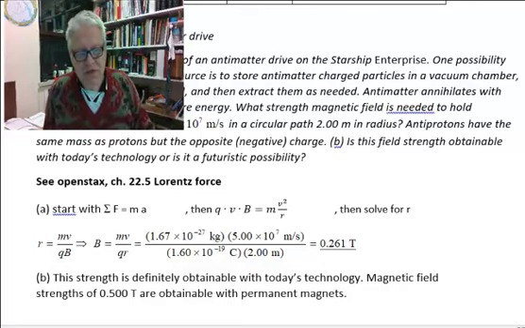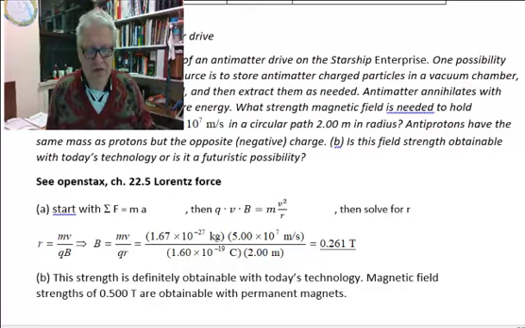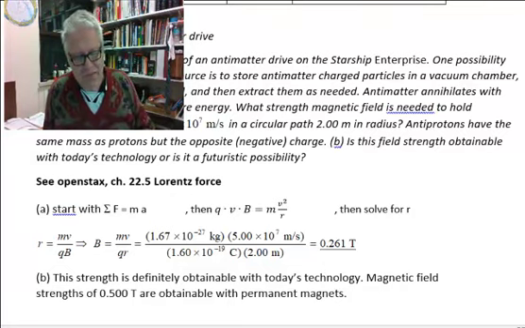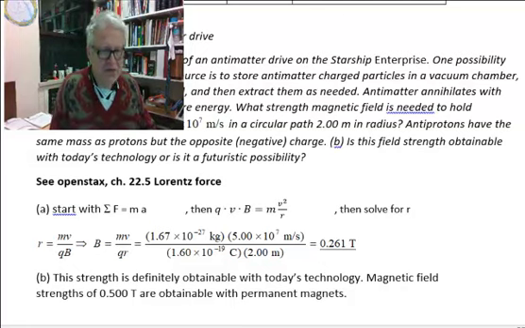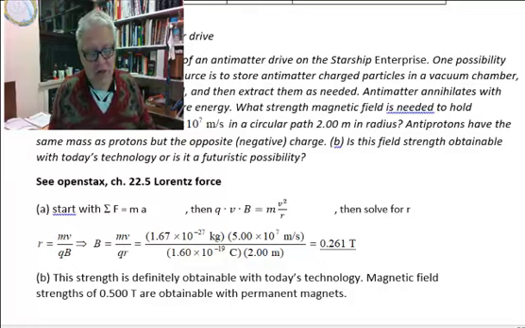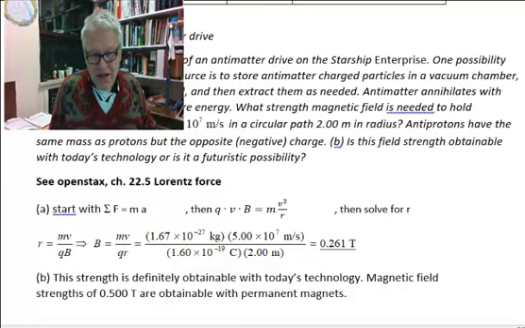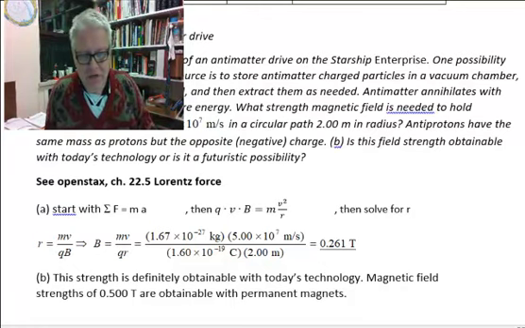So they're moving at this particular speed in a circular path that's 2 meters in radius. Antiprotons have the same mass as protons, but opposite negative charge. So that's the difference. Antiprotons are the same thing as protons, but they have a different charge. They're negatively charged instead of positive. And yes, they annihilate with the protons.